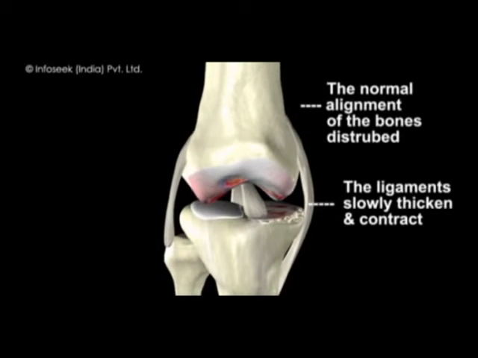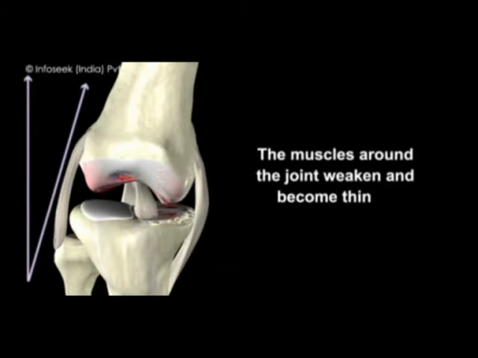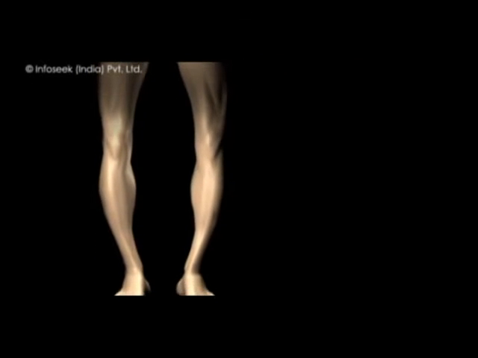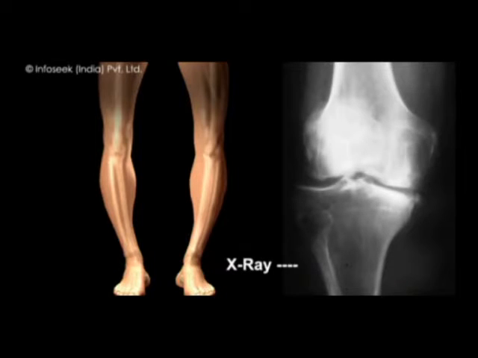The ligaments slowly thicken and contract. The muscles around the joint may weaken and become thin. This causes the joint to lose shape and the skeleton develops a deformity. The osteoarthritic changes in a joint can be seen in an X-ray of the joint.